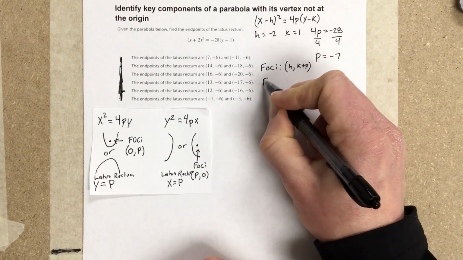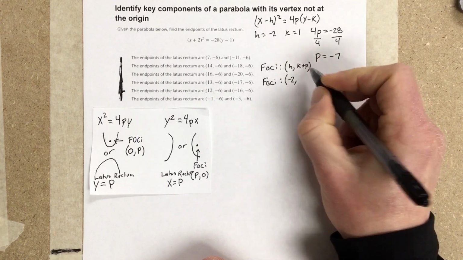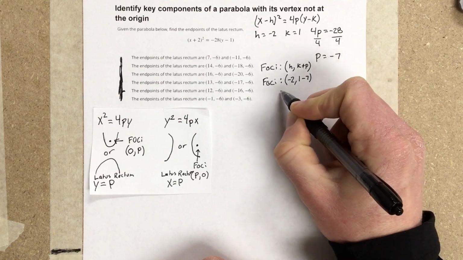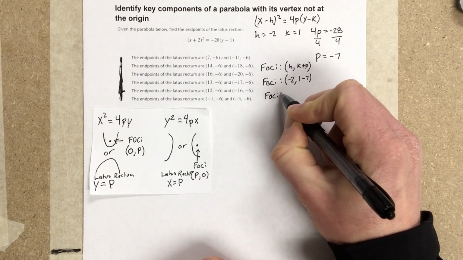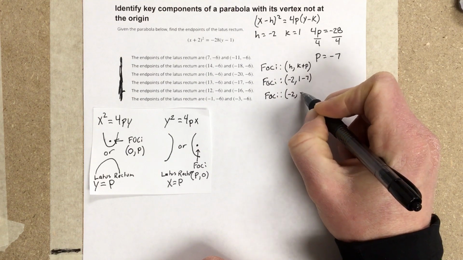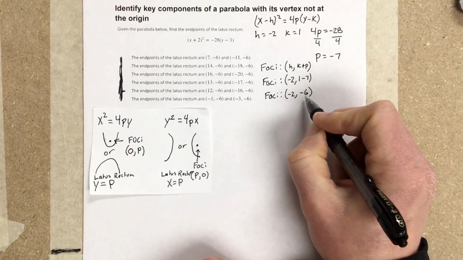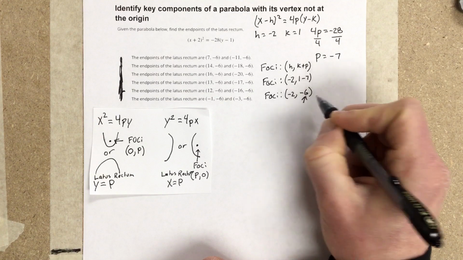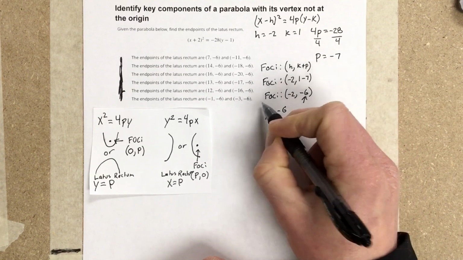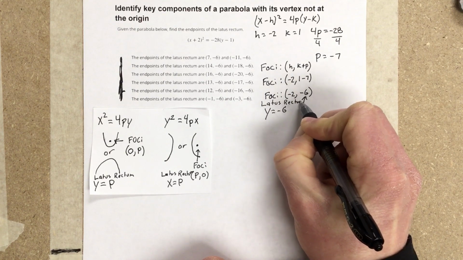So that's going to give us, for the foci, h, which is negative 2, and then k plus p, that'd be 1 minus 7. So I end up with my foci being negative 2, and that'd be 1 minus 7, that's negative 6. So the y value of the foci is going to be the latus rectum equation. So we have y is equal to negative 6 for the latus rectum equation.